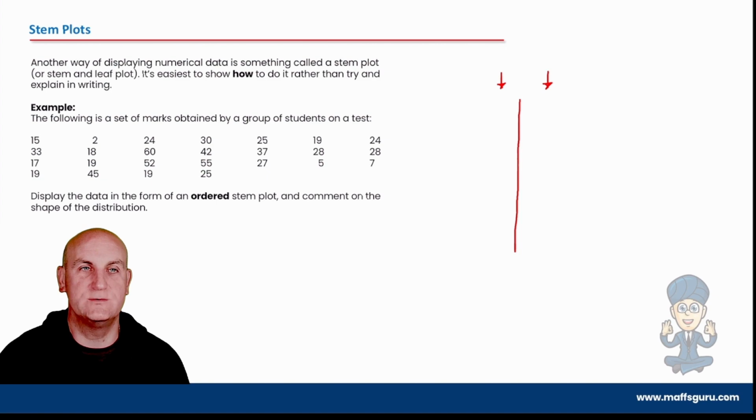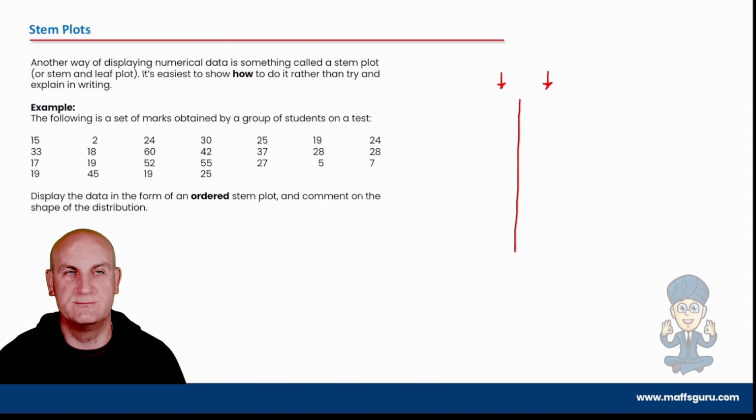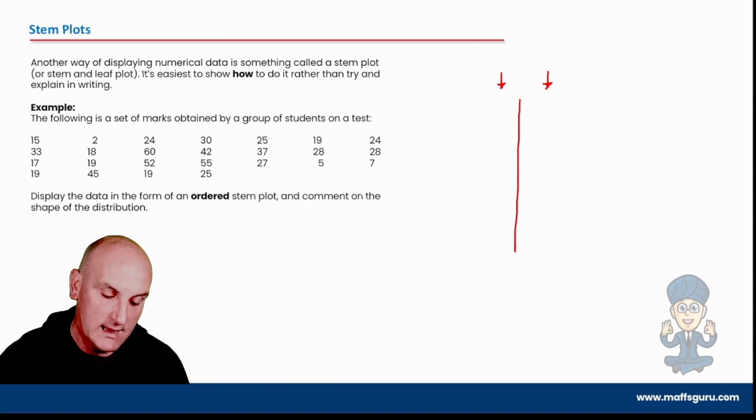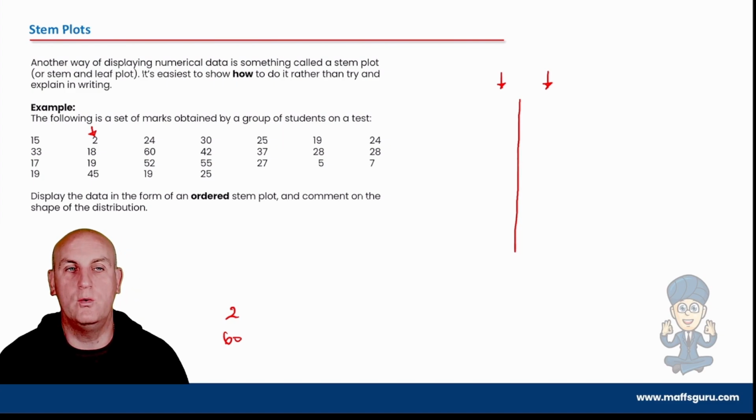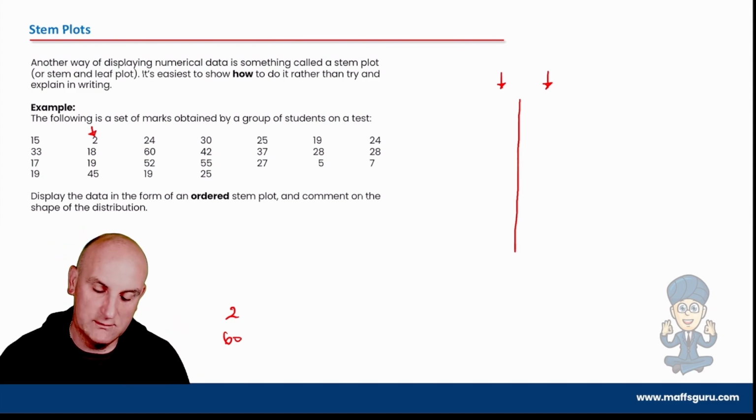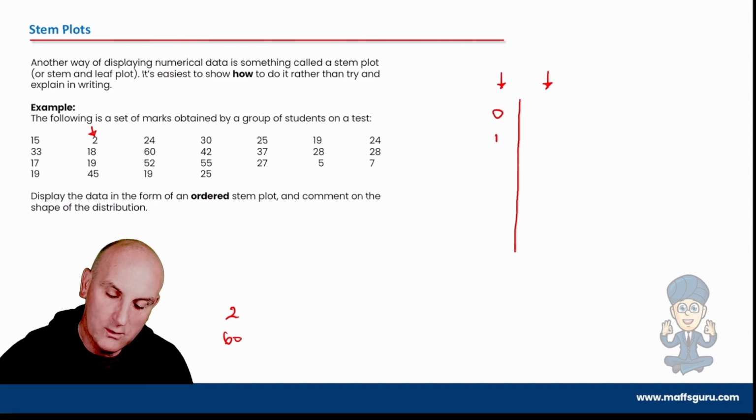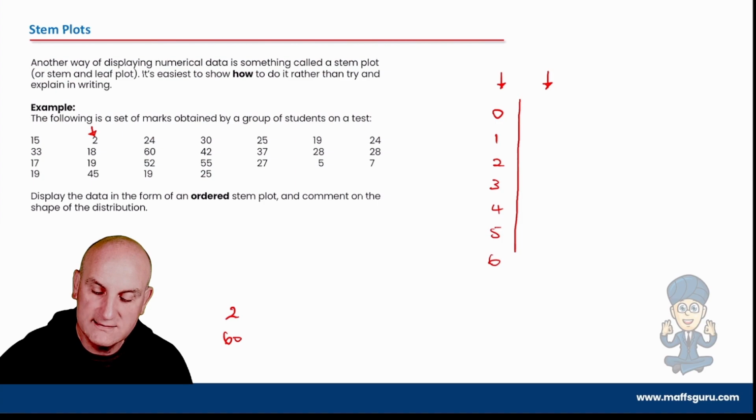And now, in this situation, what I'm going to do is I'm going to look for my smallest value. Now, my smallest value here appears to be the number 2. What is my largest value? I'm going to write that down here. My smallest value is 2. What's my largest value? 45. Can I get any help for 60? All right, so my largest value at the moment appears to be 60. So I want to go all the way from 2 to 60. Now what I'm going to do is I'm going to go 0, 1, 2, 3, 4, 5, and 6.